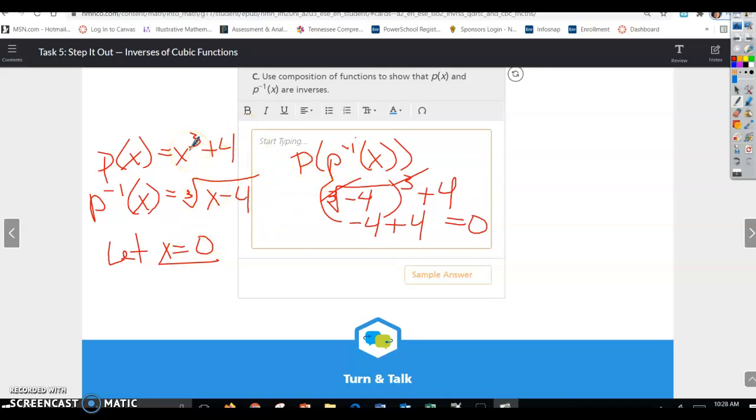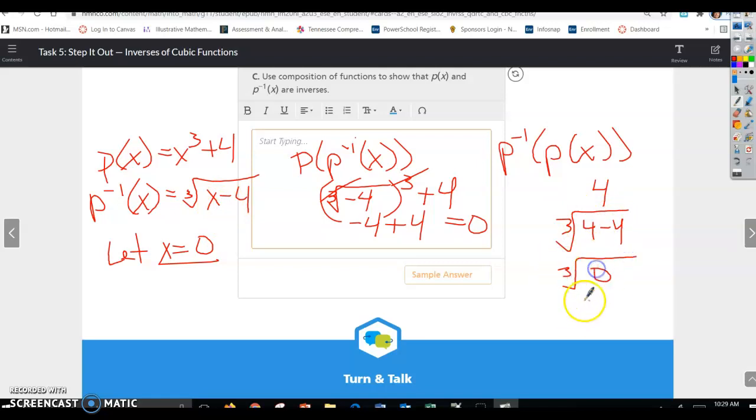We could also do it in reverse. So you could also do p inverse of p of x. I'm going to run out of time here in a second, but if you plug 0 in here, you're going to get 4. Then you plug it in the next one and you're going to get the cube root of 4 minus 4. Cube root of 0 is just 0. So you still get 0 either way you do it. All right, so that proves that these two functions are inverses.